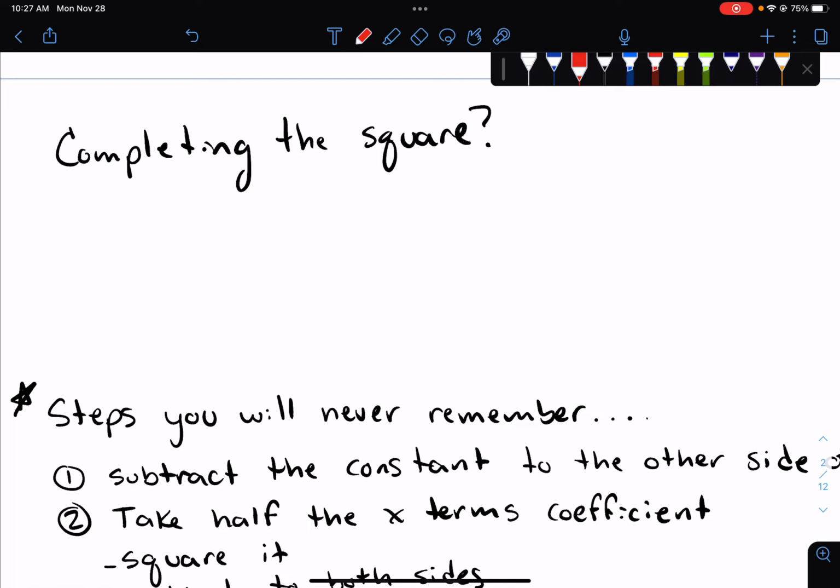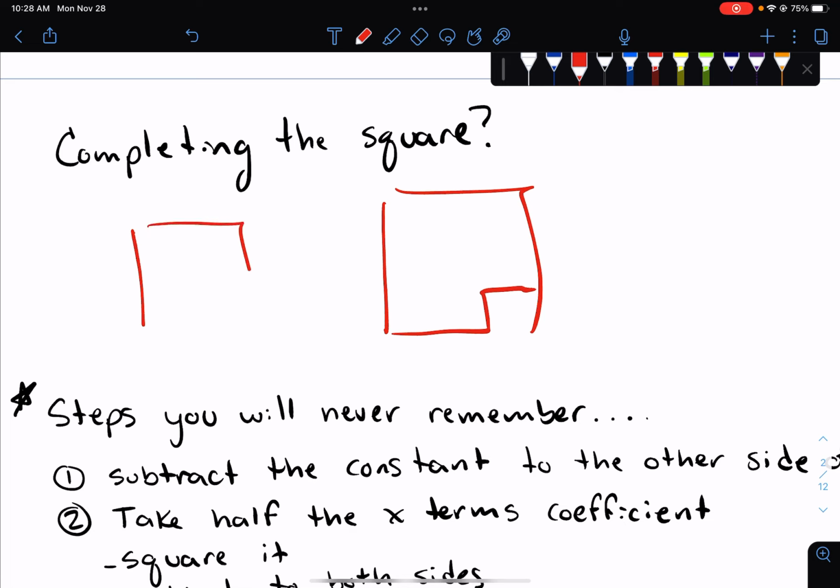When I hear, I want you to complete the square, in my head, I picture a square, and maybe it's not complete. If it wants me to complete the square, maybe it's missing a piece. Maybe there's something missing from that square and I need to add it. Or maybe I have a square with too much stuff on it. Maybe instead of being a square, I have a shape that's bigger than a square and I want to turn it into a square. So when I hear completing the square, I think geometrically. I don't think about algebra. I think about geometry. And so that's how we're going to approach these problems.